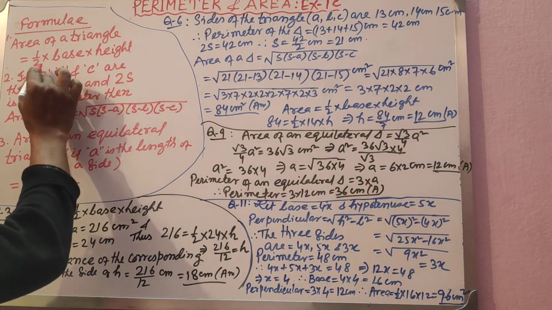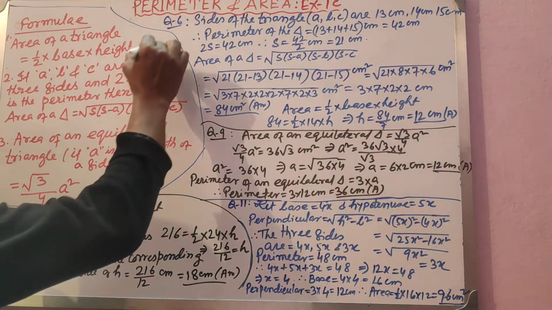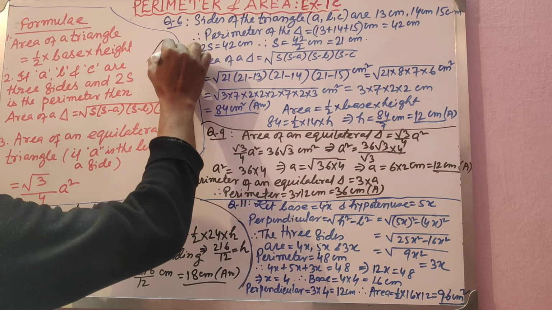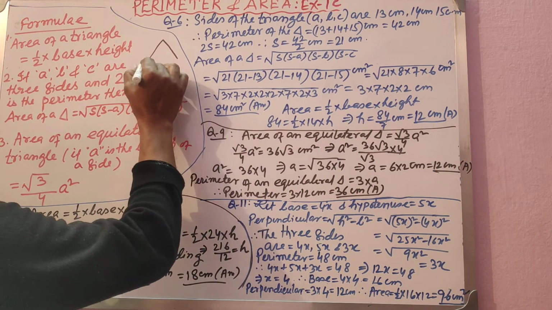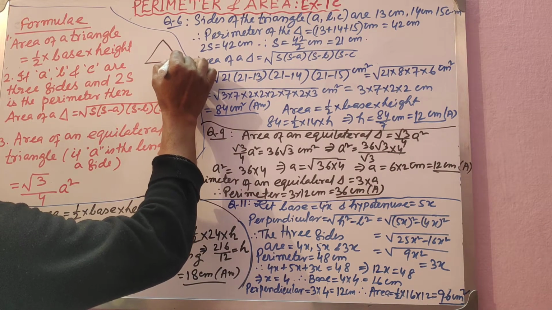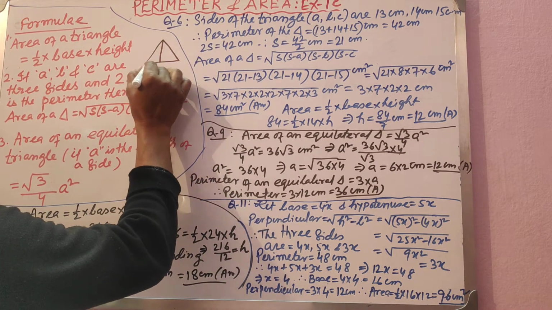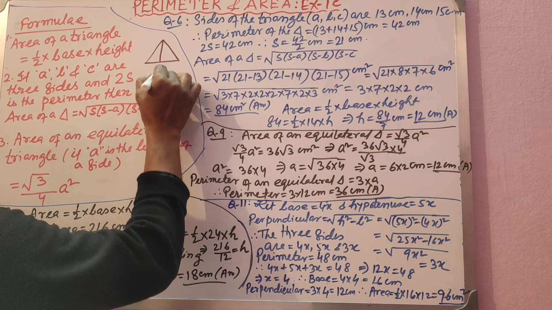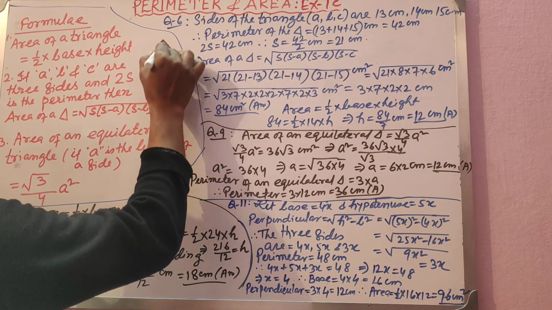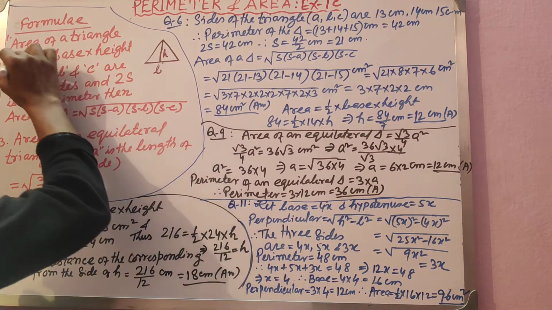What will be the formula? Area of a triangle is half into base into height. Suppose you have a triangle like this. Here the height you know, and the base you know. If this is the base and this is the height, you know both measurements for that formula.